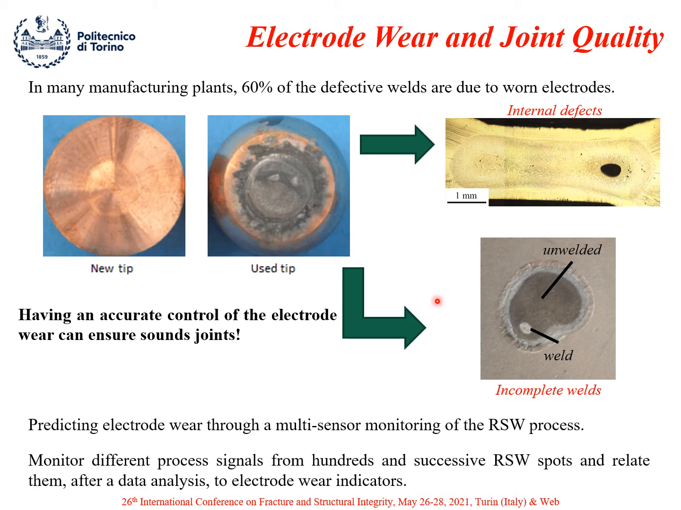And so the basic idea of the ongoing work has been to monitor different welding signals, such as welding current, electrode displacement, and so forth, from hundreds of successive weld spots, and relate them, after a data analysis, to electrode wear indicators. From this analysis, a level of electrode wear can be selected as a criterion, and the electrodes are replaced when they reach that level, which can be defined by the analysis of the welding signals.